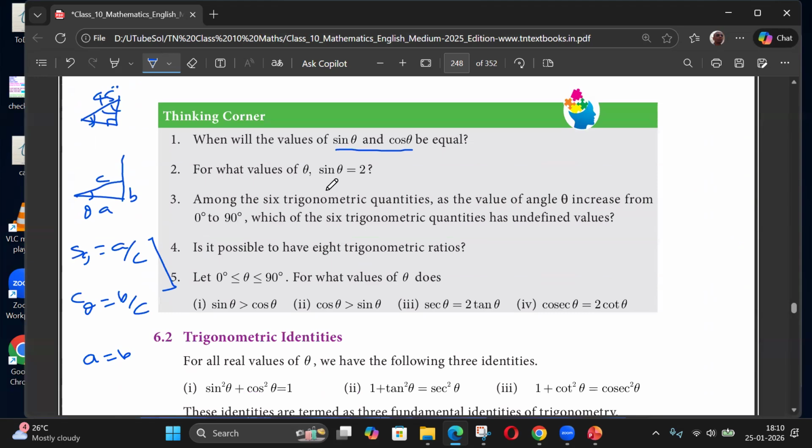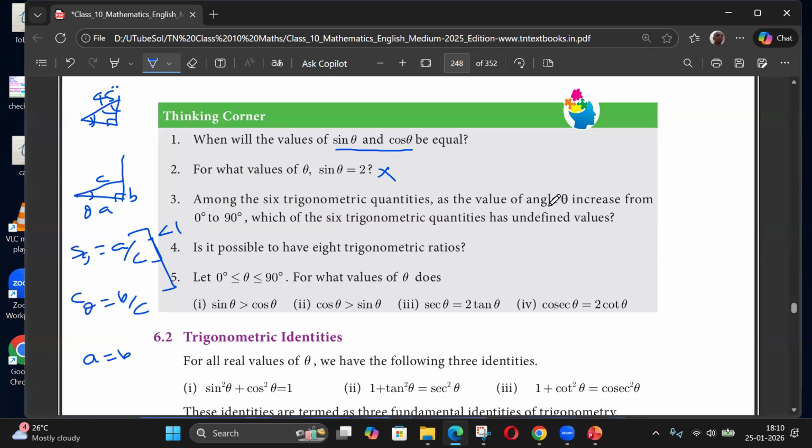For what values of theta is sine theta equal to 2? Sine theta is A by C. That means A should be twice C. Is that possible? The maximum angle is 90, so C is maximum, and this should always be less than 1. So this is not possible.